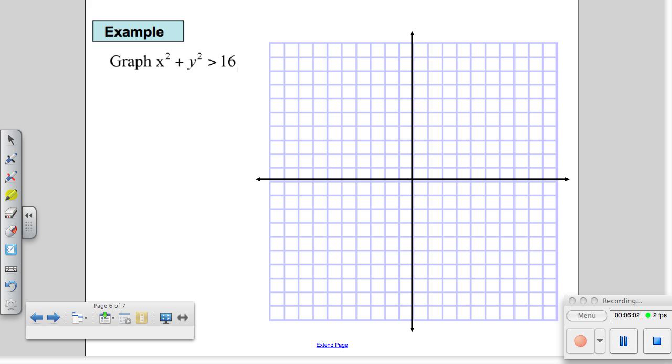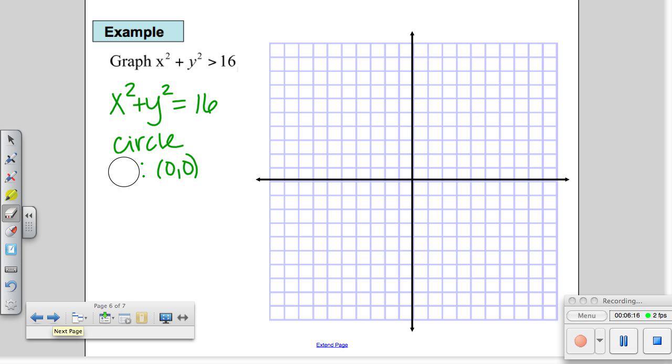Now, if I think of this as an equals, this is going to be a circle. The center is at 0, 0. And the radius is going to be 4. So we have to remember our circle properties. So from 0, 0, here's my center. Now remember, this isn't actually a point on the circle, but we're going to go out 4 in all directions from there.